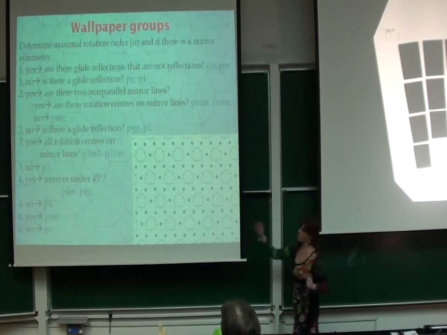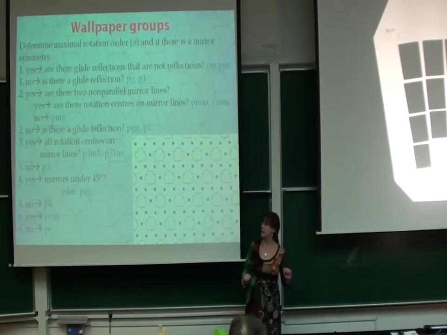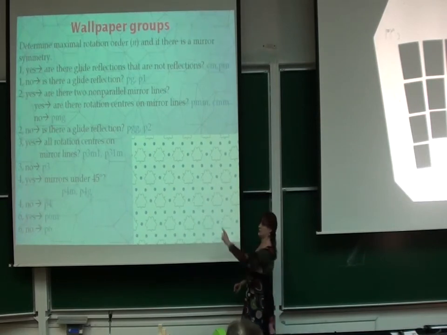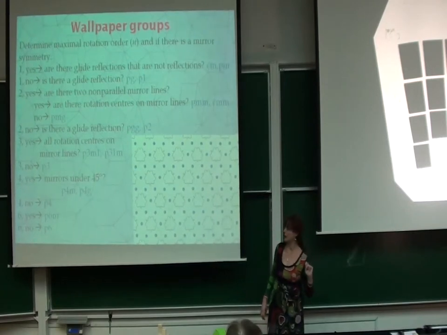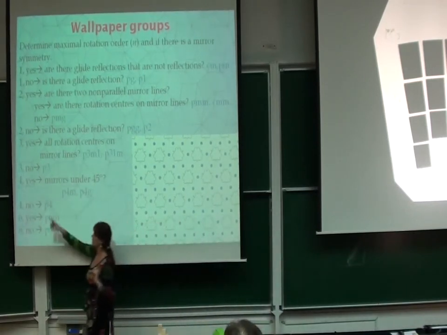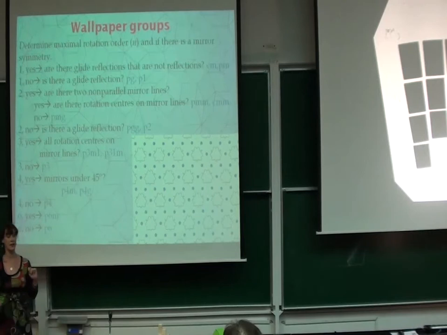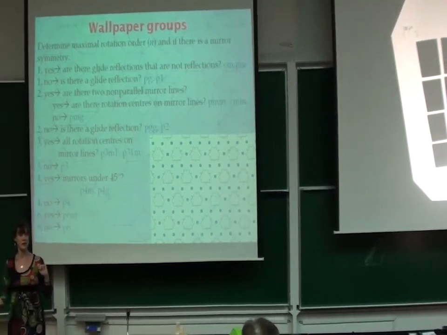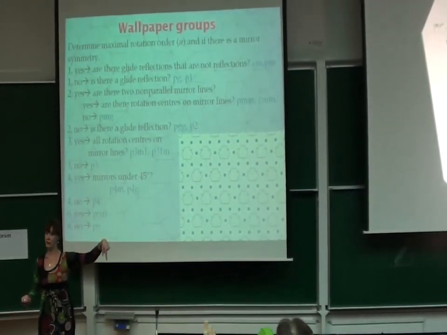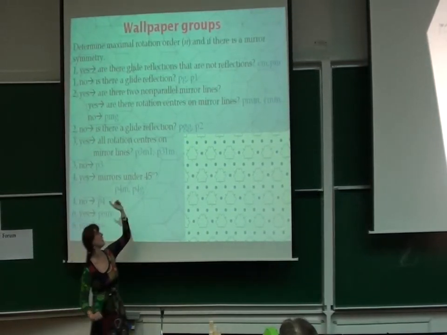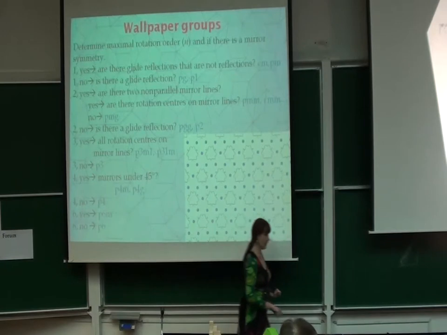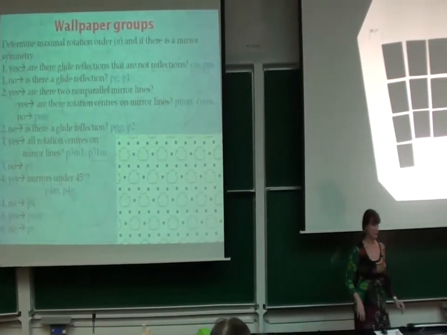So when you look at this picture, you concentrate on what the maximal order of symmetry is. It's quite easy to see that the maximal symmetry order is 3. And whether there are mirror lines. We have mirror lines, and then we only have to check if there are centers of symmetry on the mirror lines or also off them. In this case, all centers of symmetry are on mirror lines, so this is P3M1. I'm not sure who is responsible for the notation.